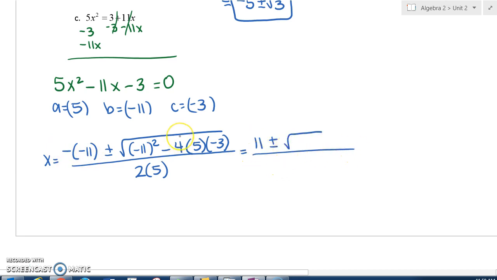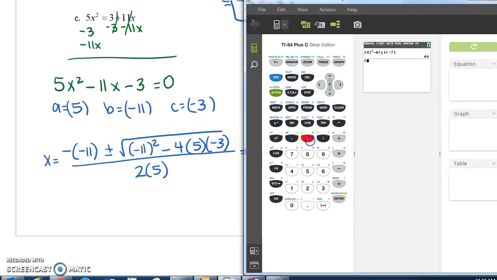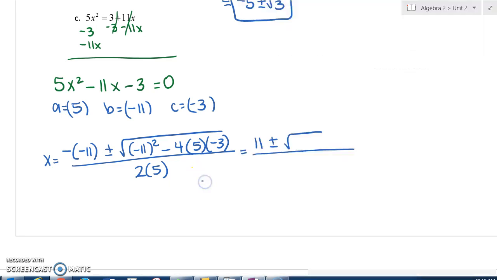We have to figure out what's inside there, so I'm going to take out my calculator. We have open parentheses negative 11, squared, to the second power, minus 4 times 5 in parentheses times negative 3. Once again, typing in exactly what I have written on my paper. And our answer is 181. So we have 181 and then divided by 10, because 2 times 5 is 10.